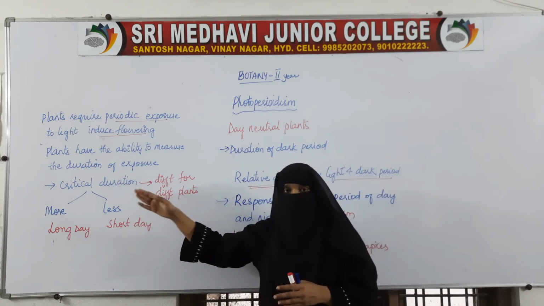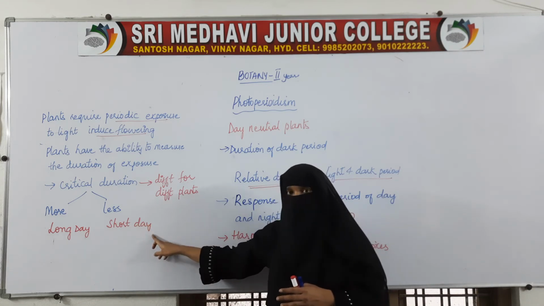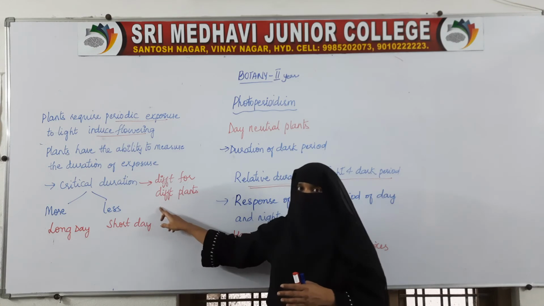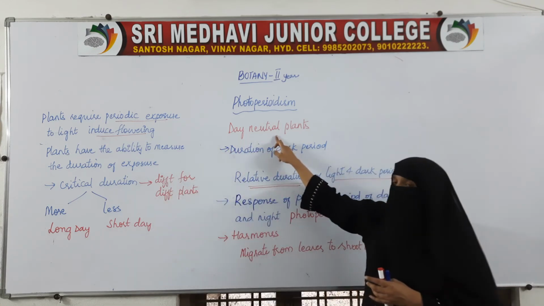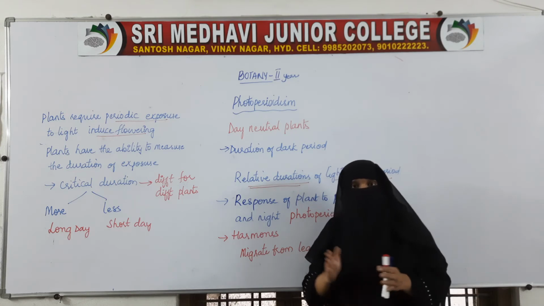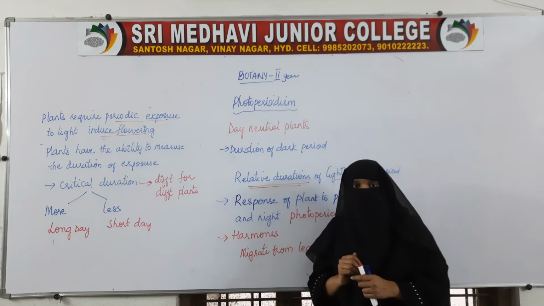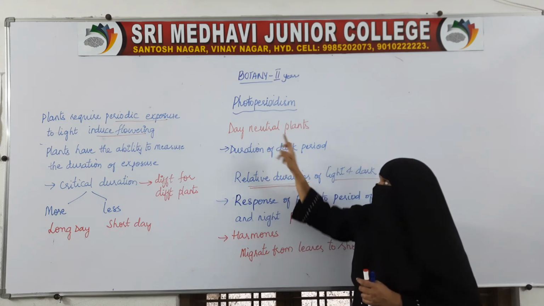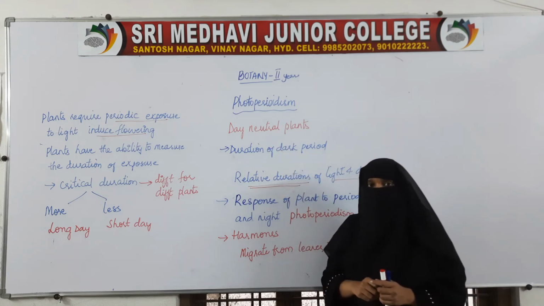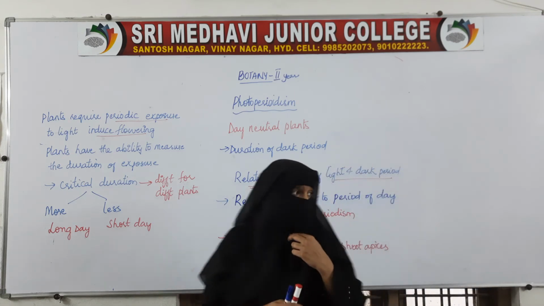Long day plants: long hours of light, less darkness. Short day plants: less light, more darkness. In day neutral plants, there is no effect of light or dark. Simply, if they have to produce flowers, they will be producing flowers. Such plants are called day neutral plants.